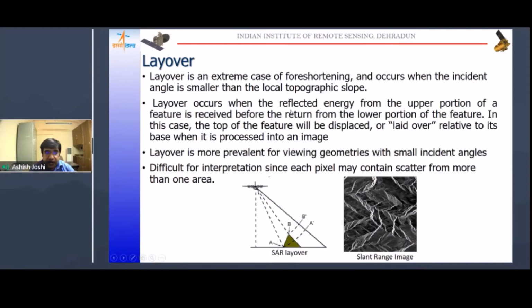Second is layover. Layover is the extreme case of foreshortening and occurs when the incidence angle is smaller than the local topographic slope. In layover, A and B, these positions, are reversed. Means B will come here and A will come here. A should come first, but A is coming last. So these positions are just reversed. Layover is more prevalent for viewing geometry with smaller incidence angle. It is a complete reorientation of the mountainous terrain. So this is layover.